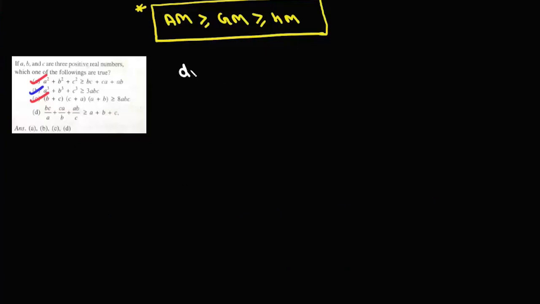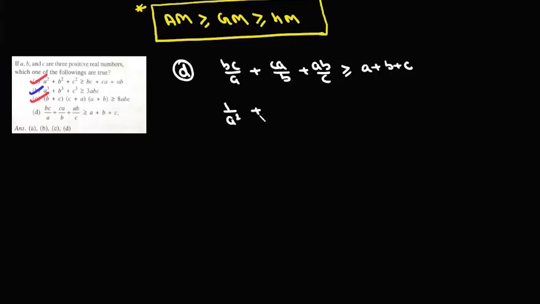Now option D is, we need to prove that BC upon A plus CA upon B plus AB upon C is greater than or equal to A plus B plus C. Now for this, what we'll do is, we'll divide everything with ABC. So we can write 1 upon A square plus 1 upon B square plus 1 upon C square will be greater than or equal to 1 upon BC plus 1 upon CA plus 1 upon AB. So this first inequality is equivalent to its second form.